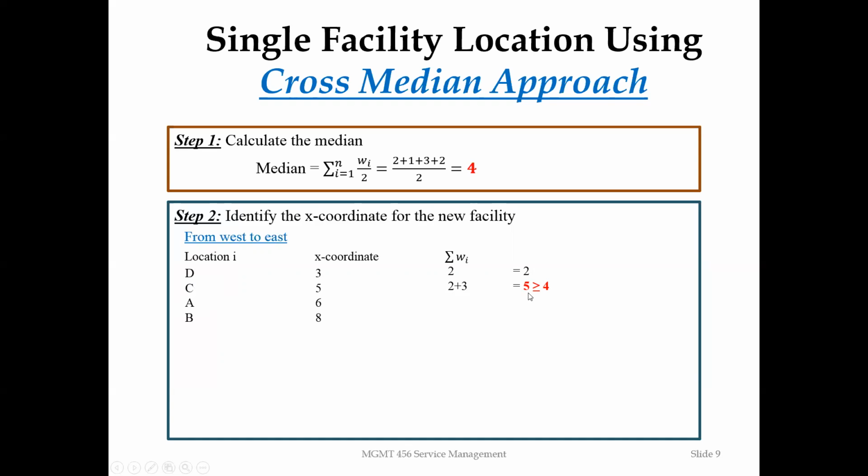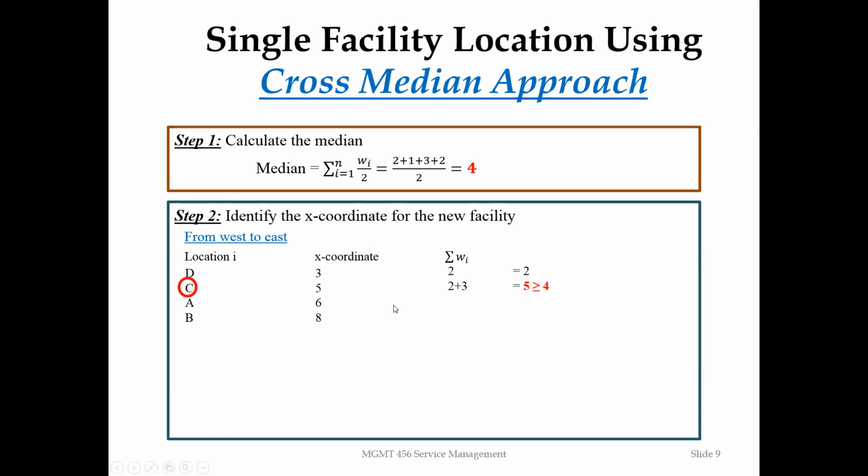Now the question is, is 5 greater than or equal to 4? The answer is, of course, yes. Because 5 is greater than 4, we stop. We mark the last location. The last location will be location C. So going from west to east, we identify 1 location.